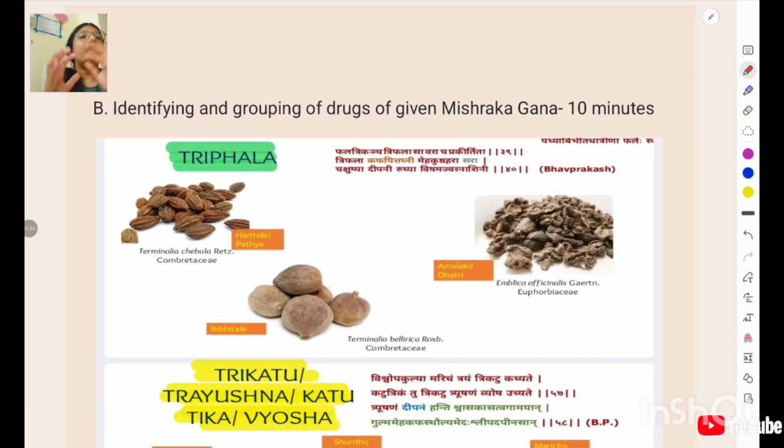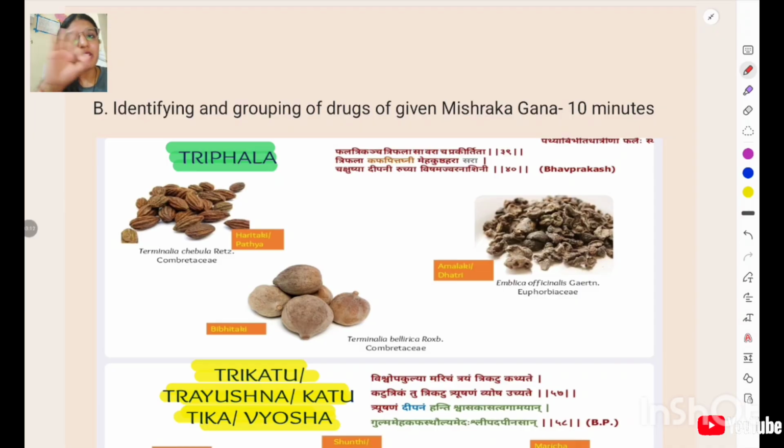I have added the shloka with the image and all the important Mishraka Ganas. There may be two or three vessels, and they will say it is one of the Mishraka Ganas: identify which Mishraka Gana this is. Like they will take Amalaki, Vibhitaki, Haritaki and ask you to identify the Mishraka Gana. Or they can give two drugs and ask you to write the missing drug, and they can ask the importance of that Mishraka Gana. So first is Triphala.